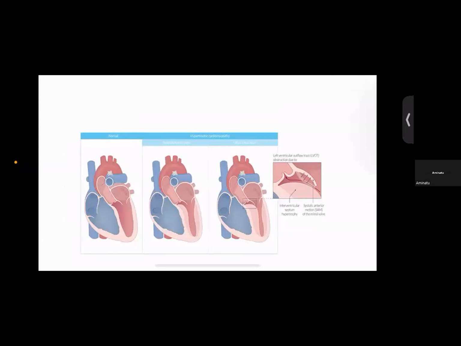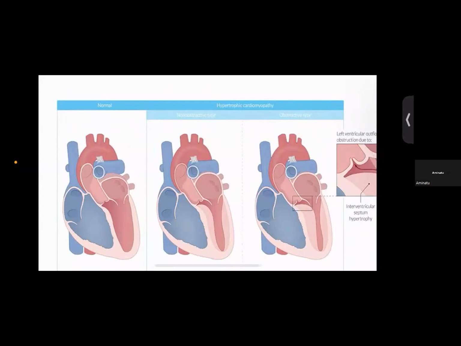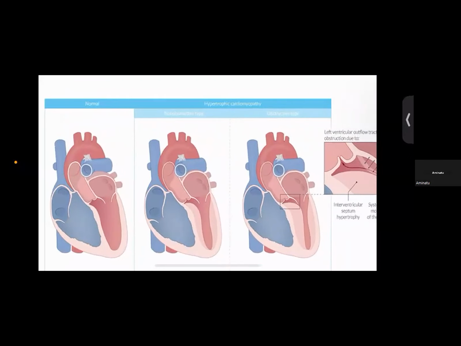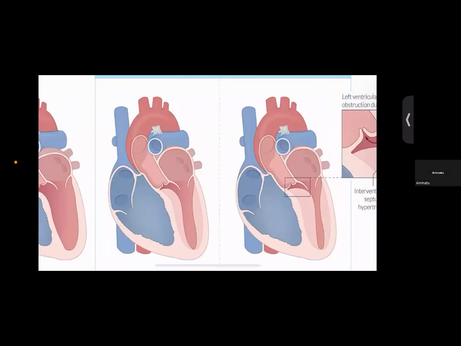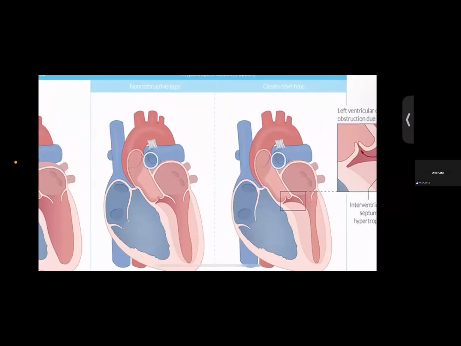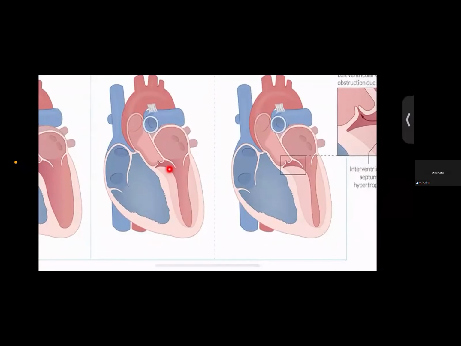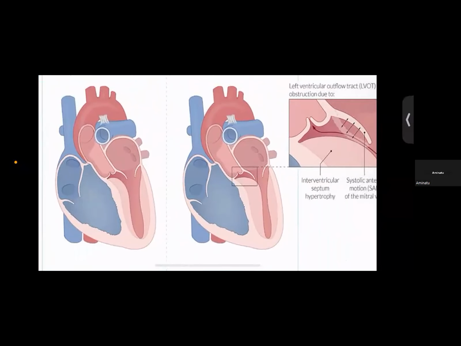This is an image showing, from left to right, we start with the normal heart. Then the next image in the middle is the non-obstructive type of HCM. You can see here the hypertrophy is evident from the septum and even the anterior free wall. But the LVOT is not obstructed. Then the third image is showing us where there is the obstructive type.